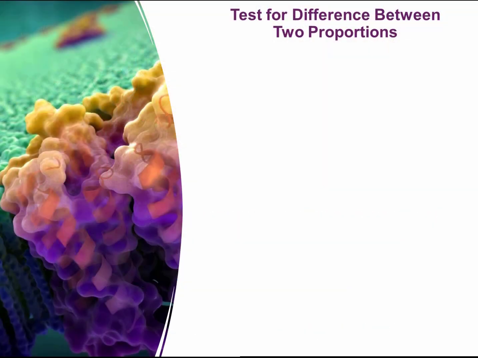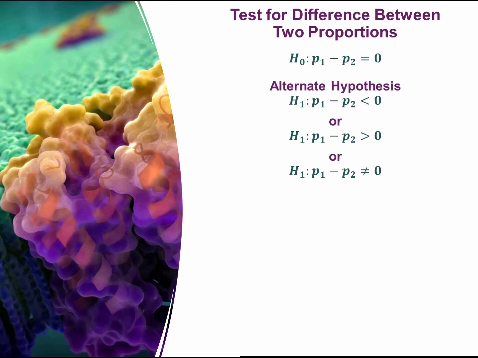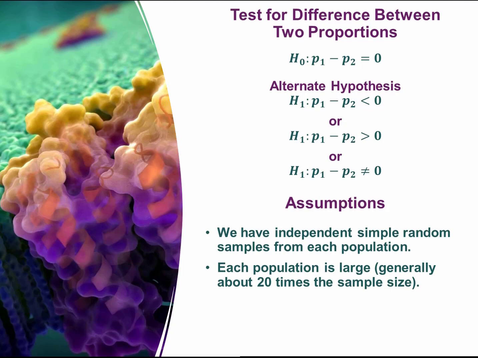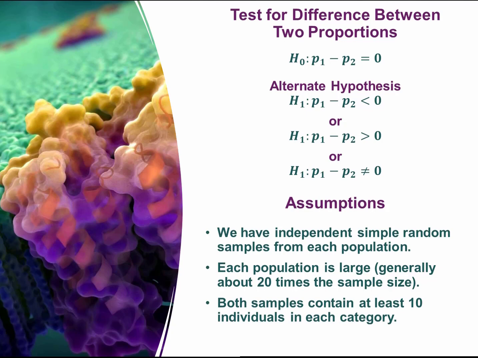Let's go on to testing differences in proportions. Similar to testing the difference between two population means, we can also test differences in population proportions. Now, the assumptions for performing a hypothesis test for the difference between two proportions resemble those for a one-sample proportion test. We have independent, simple random samples from each population. Each population is large, generally about 20 times the sample size, and both samples contain at least 10 individuals in each category. We're going to jump into an example.